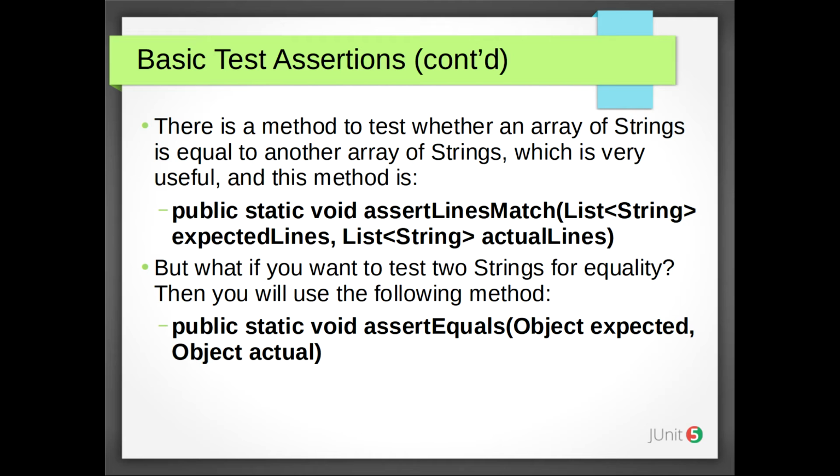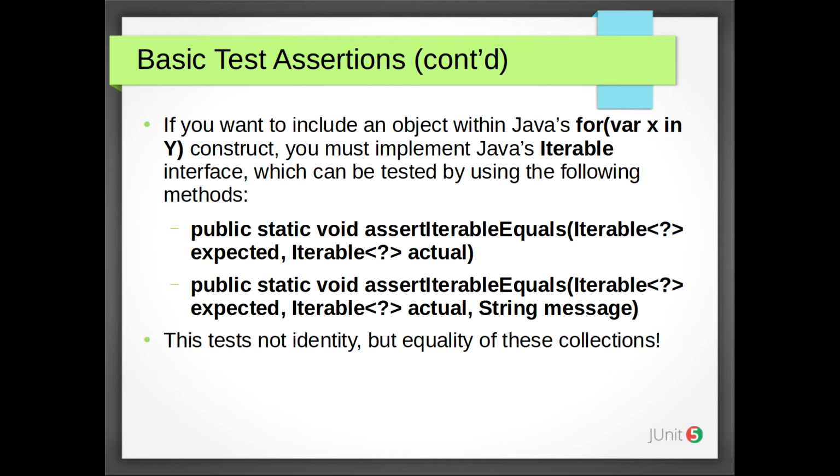Let us proceed further. If you want to include an object within Java's for (var x : y) construct, you must implement Java's Iterable interface, which can be tested by using the following methods. Public static void assertIterableEquals(Iterable<?> expected, Iterable<?> actual).